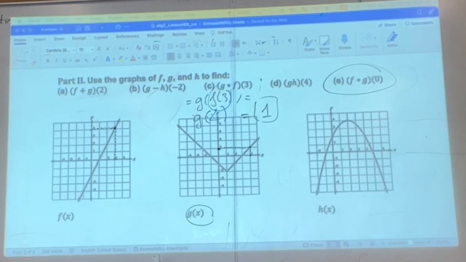Because G of 0 is -1, and you have to plug that into F. So now you have to find F of -1. These are like the dots. G of 0, I got -1, and F of -1, I got -4. That's the answer. You're not allowed to lie. This is not calculated, this is based on the graph. Do you see where X is? I got a third person right.